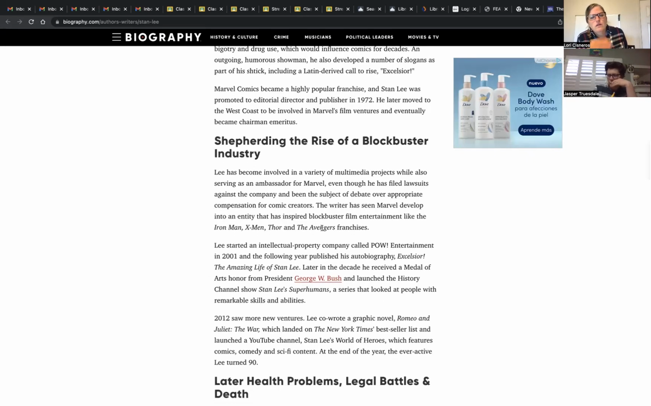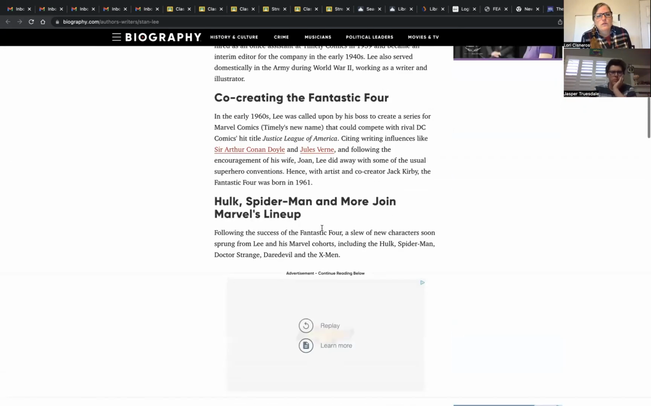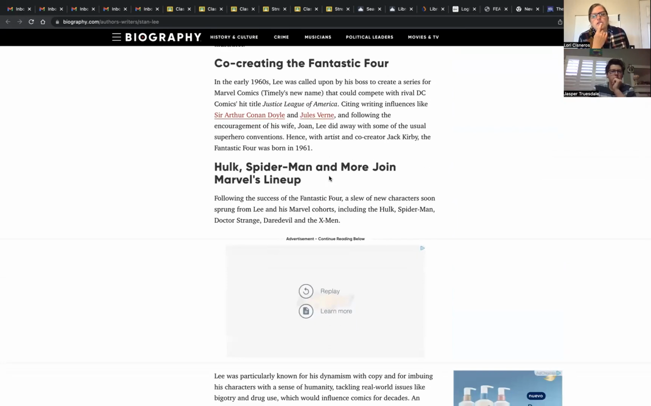Maybe like his path to success. Yes. Would that be under this part here where it's talking about co-creating the Fantastic Four? Okay, so he started with that, it looks like. Yeah, I think that could work because he started doing that and then gradually went on to do bigger things. Okay. Would that be separate from career, or would that be part of his career?